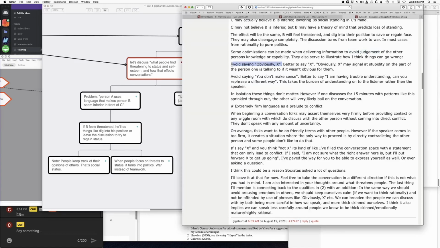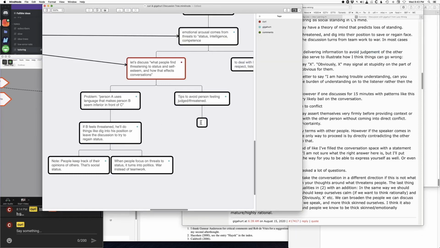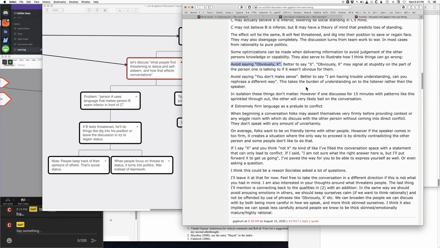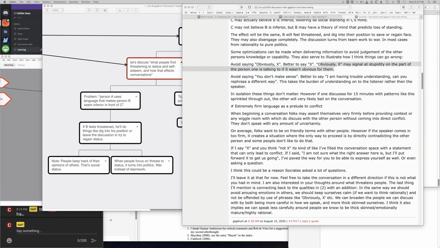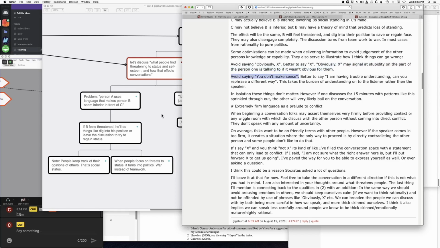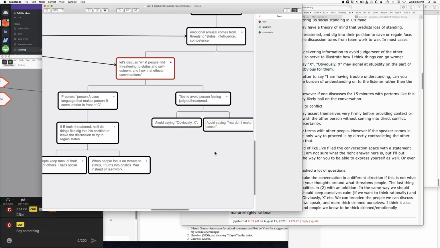Avoid saying "obviously X." Better to say "X." When you say something's obvious, then you're calling people stupid for not knowing it. Yeah, it doesn't seem like too big of a deal to change that. It seems like a thing I could already be doing.